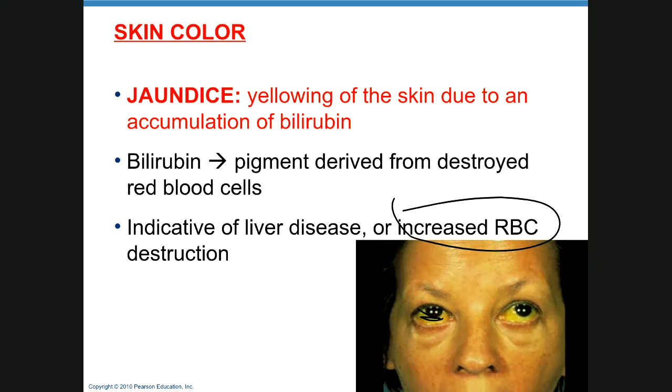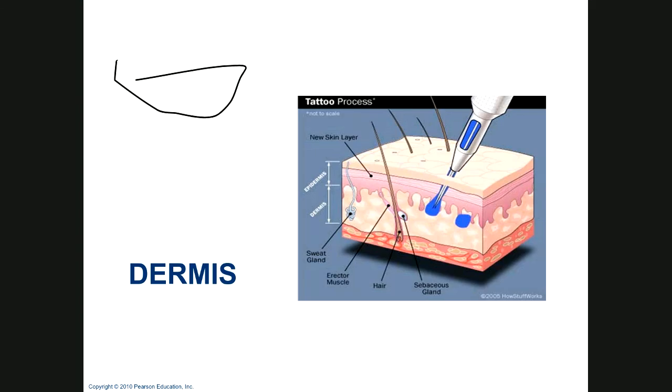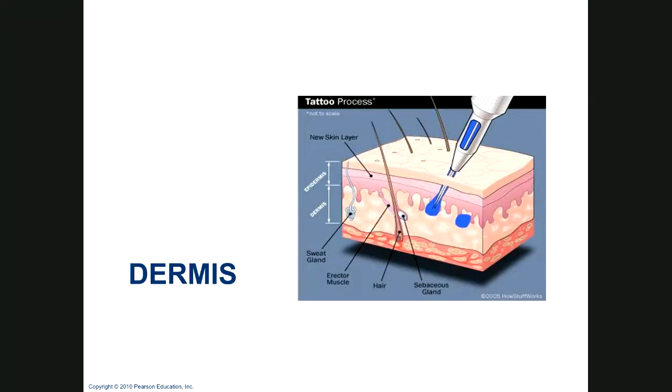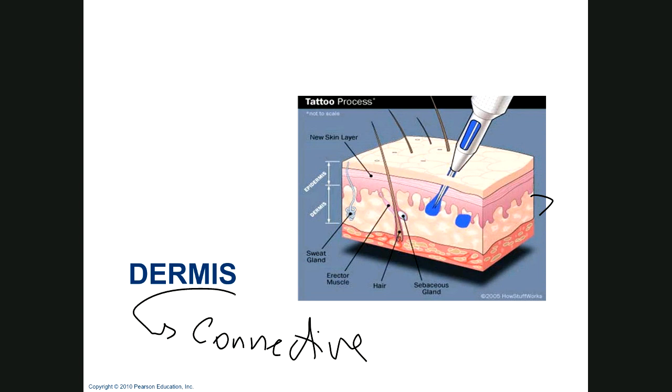So you should know what jaundice is, that yellow coloration of the skin, and conditions that could be indicated by jaundice. Liver disease is typically what we're looking at, or increased red blood cell destruction, especially in babies. So that takes care of the epidermis. Now remember that the lower layer of the skin was called the dermis. This was a connective tissue layer, and this is actually the thicker layer of the skin. And this is a tattoo.